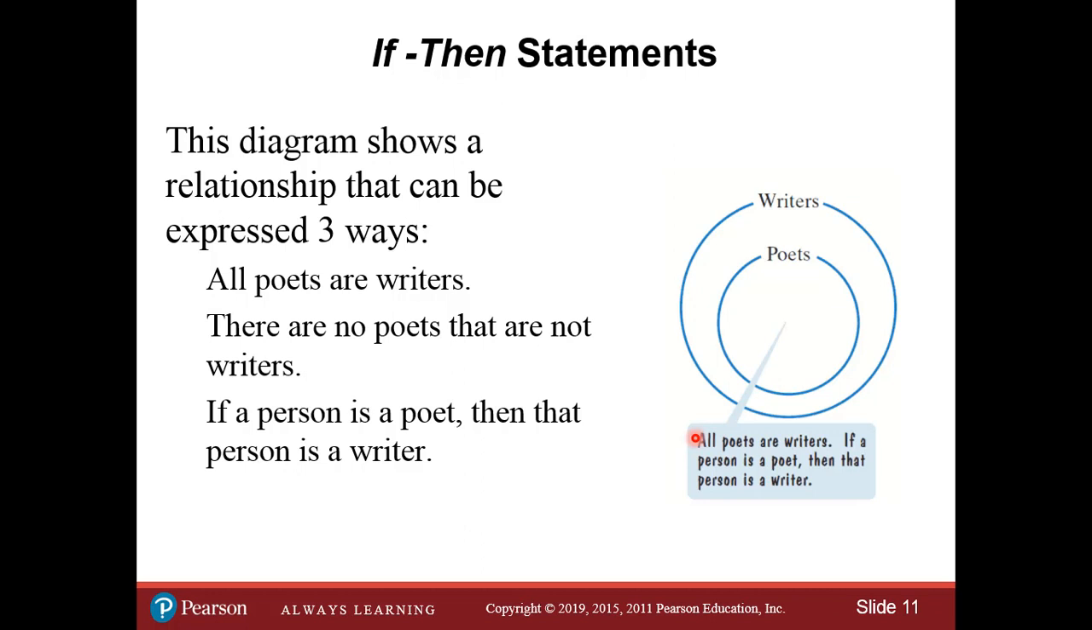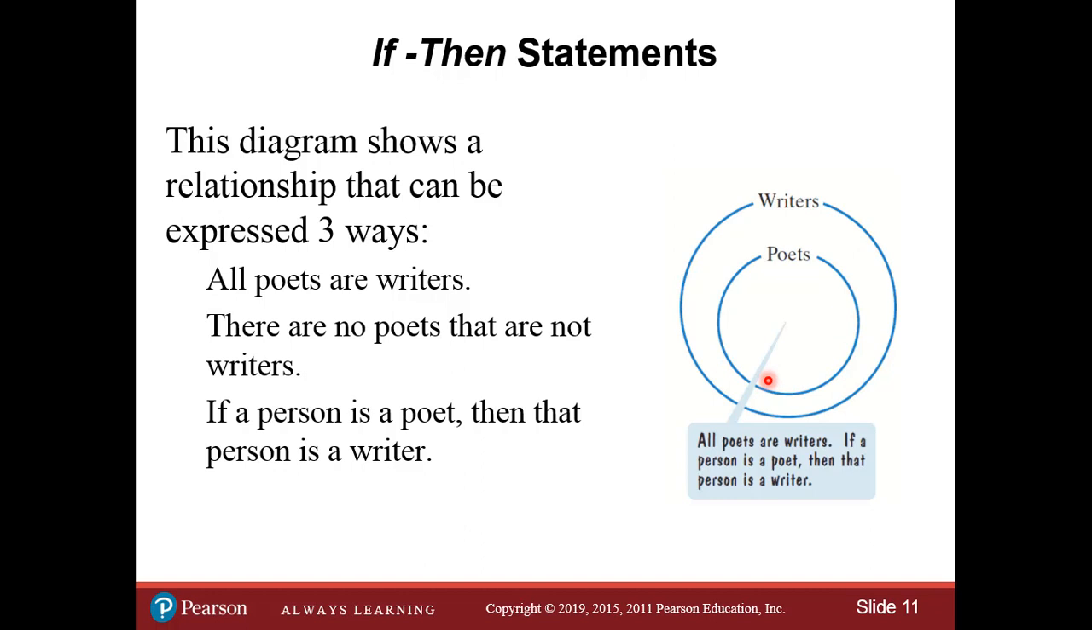So now, what about if-then statements? These are what we call implications or conditionals. So the diagram shows a relationship that can be expressed three ways. So here's the writers and poets example. This is saying all poets are writers. That's one way of saying it. We could also say there are no poets that are not writers. Right? So we've seen those two ways before.